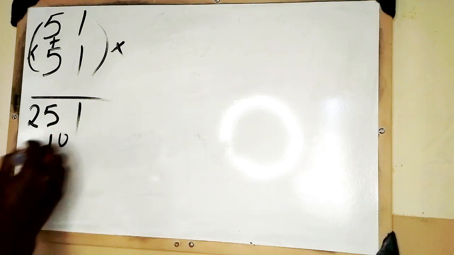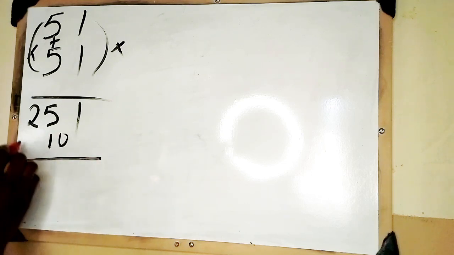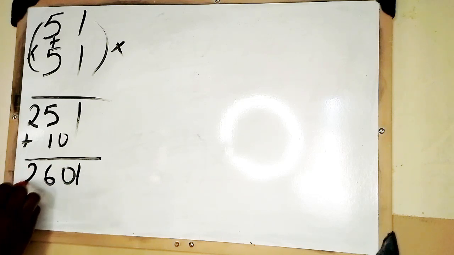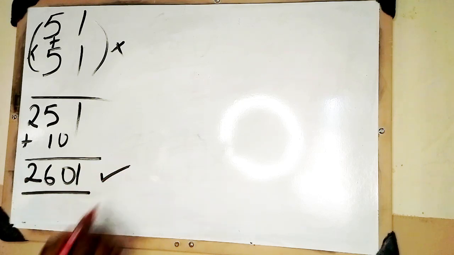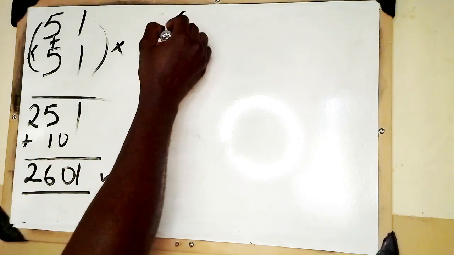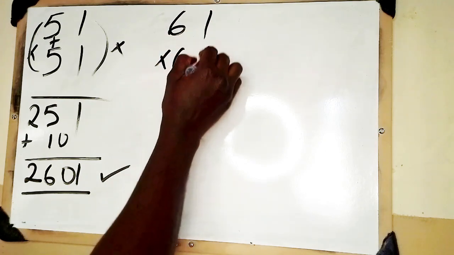That is, our 10 comes here. We add it up. We have 1, 0, 6, 2. This is our answer. 51 times 51 gives us 2601. Our next is 61 times 61.